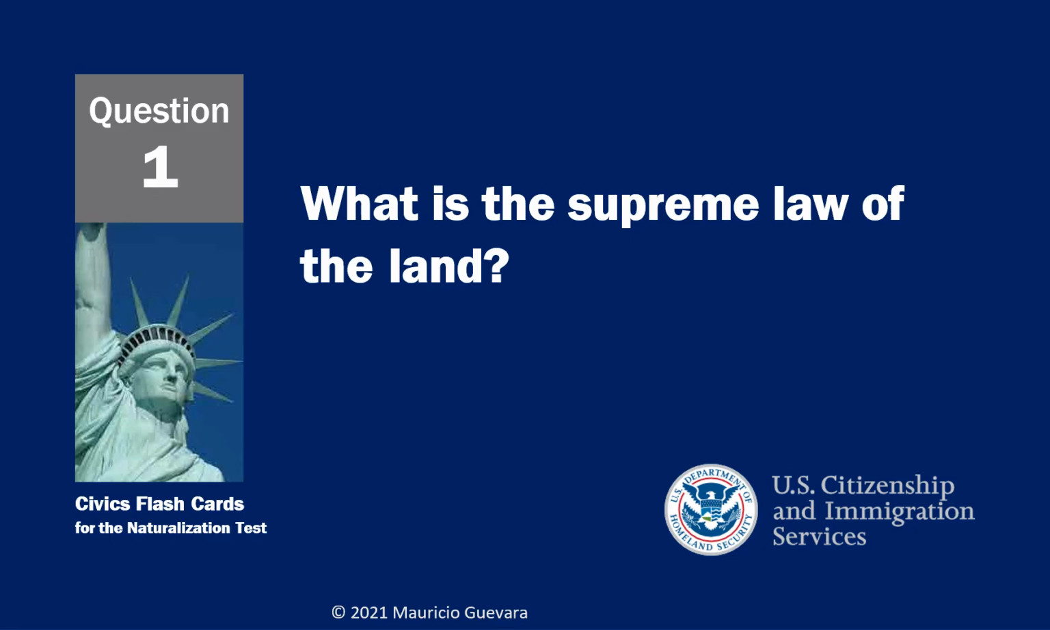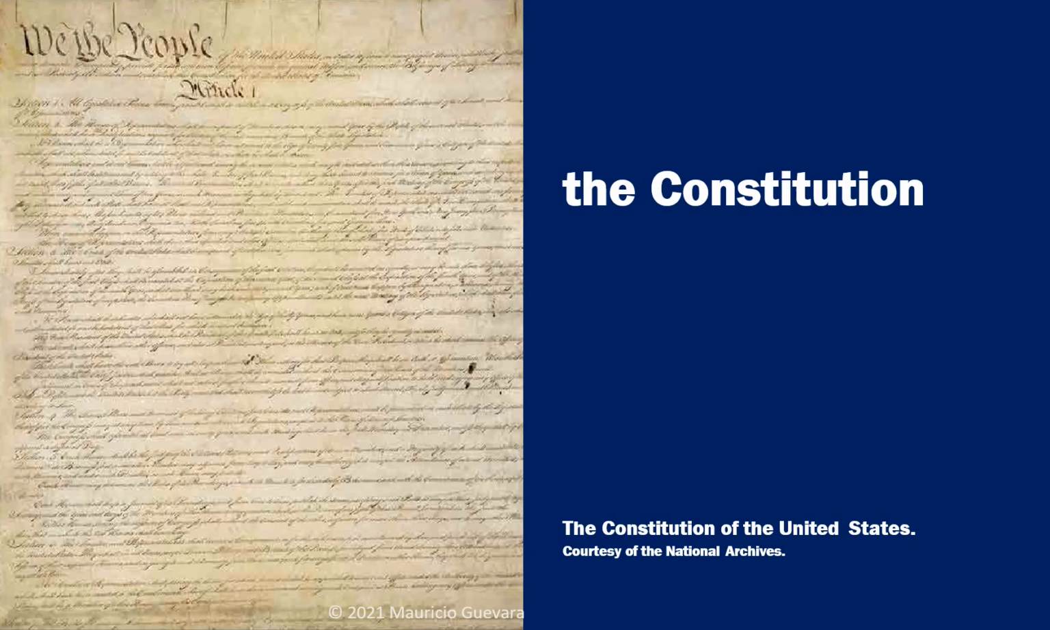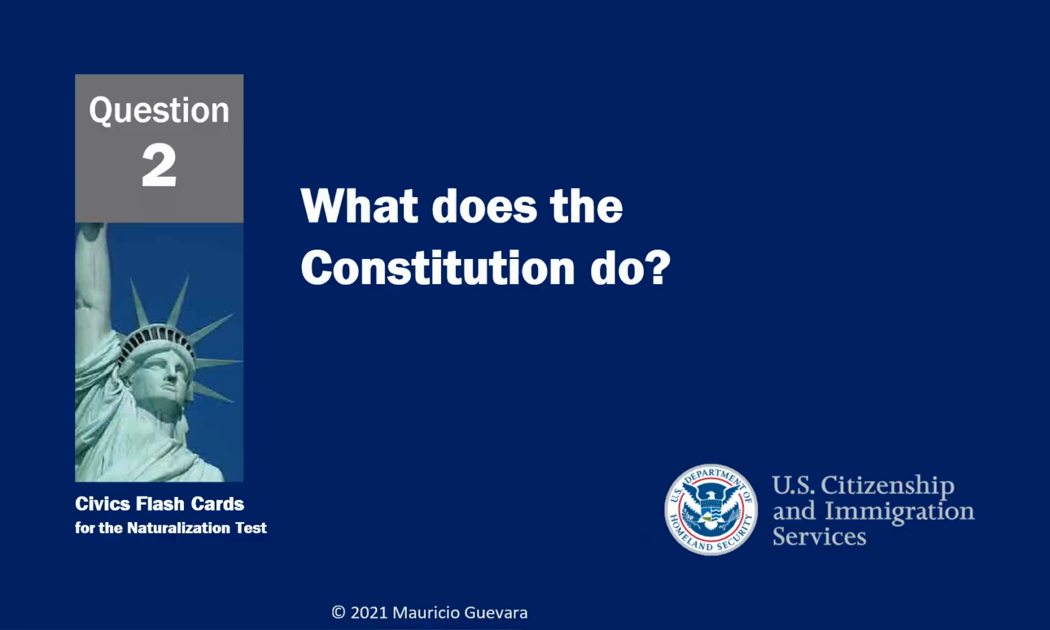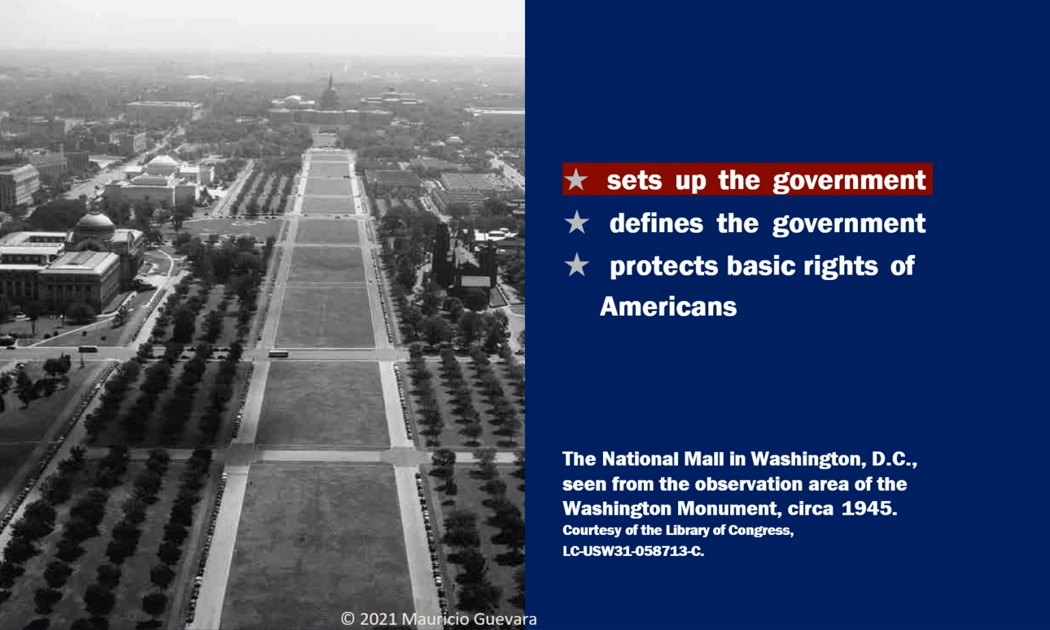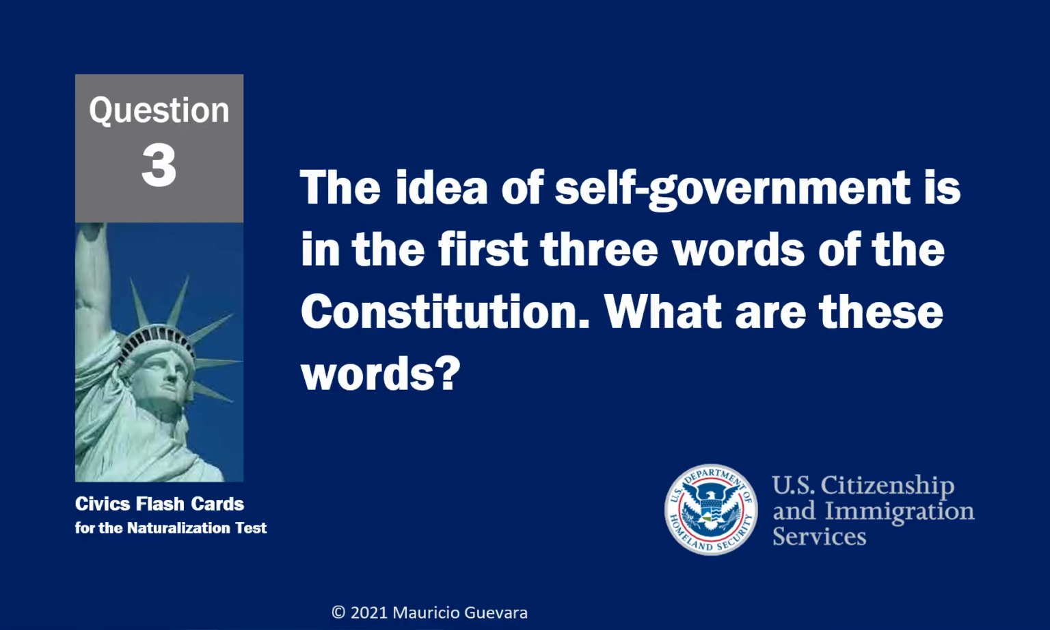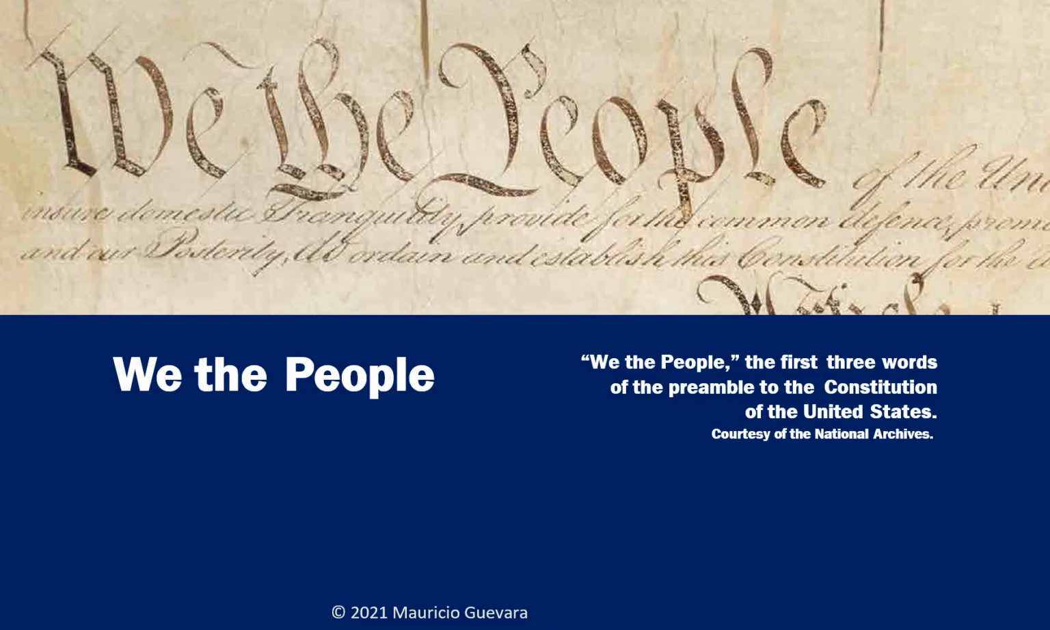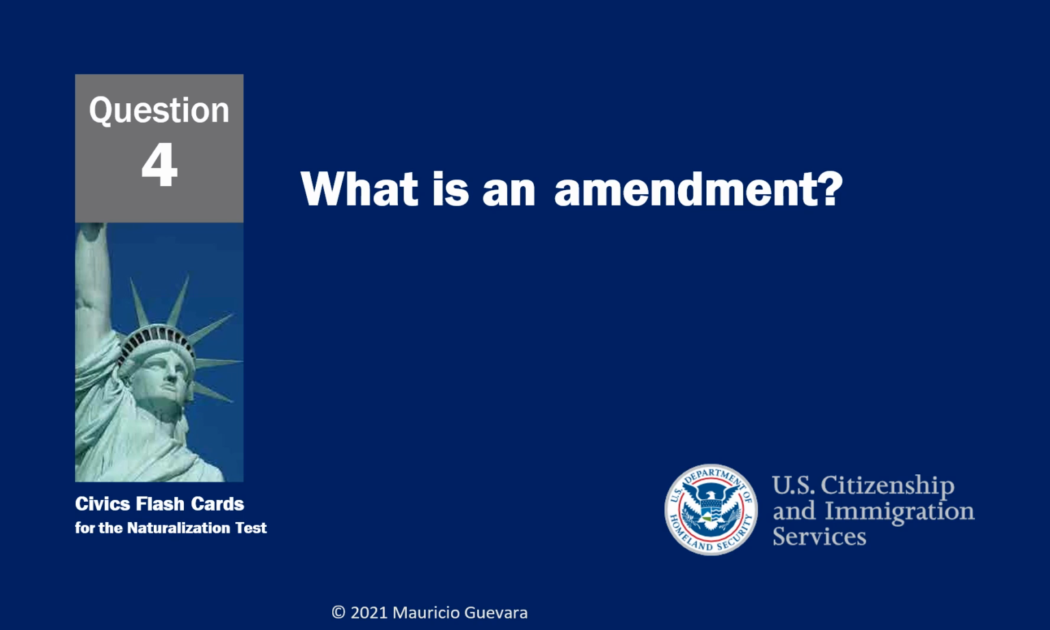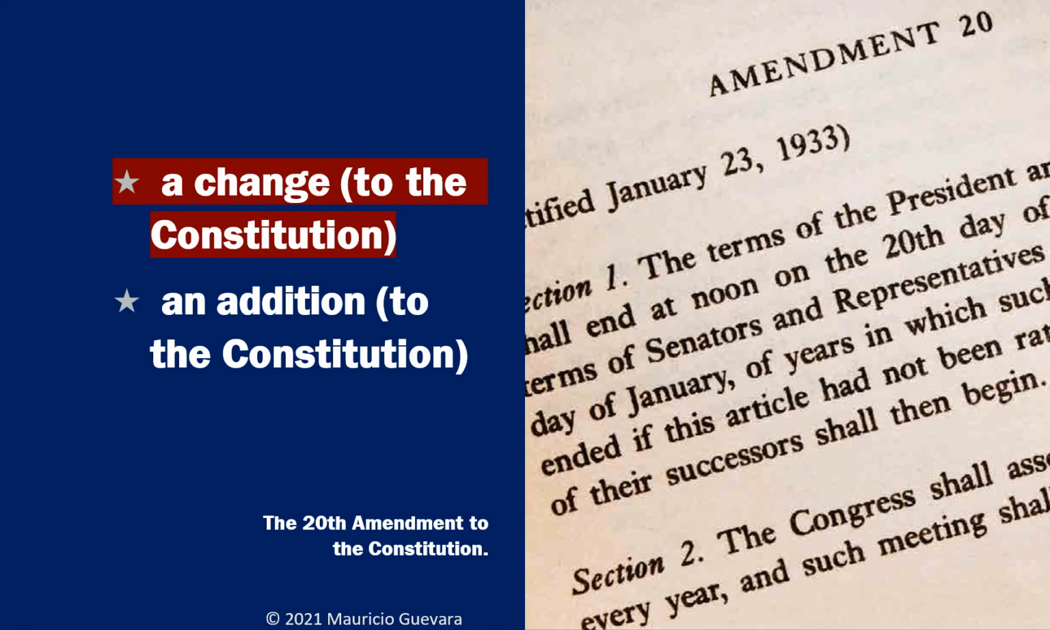What is the supreme law of the land? The Constitution. What does the Constitution do? Sets up the government. The idea of self-government is in the first three words of the Constitution. What are these words? We the people. What is an amendment? A change to the Constitution.